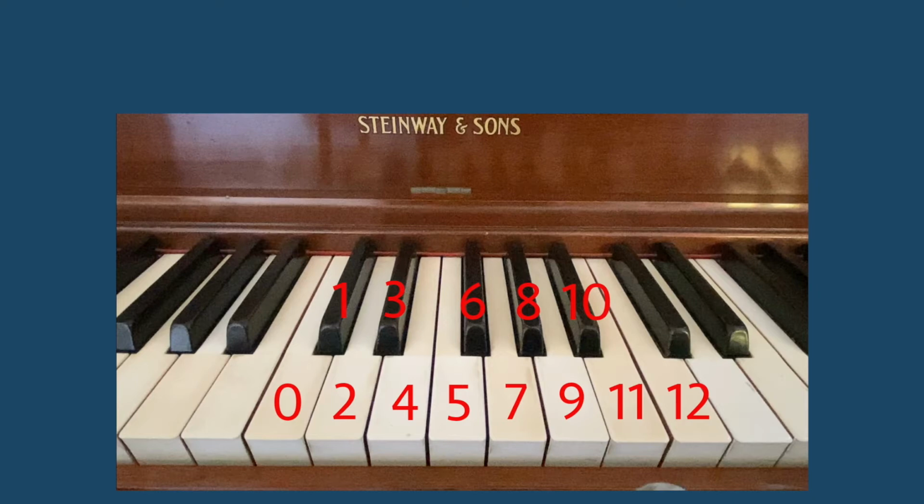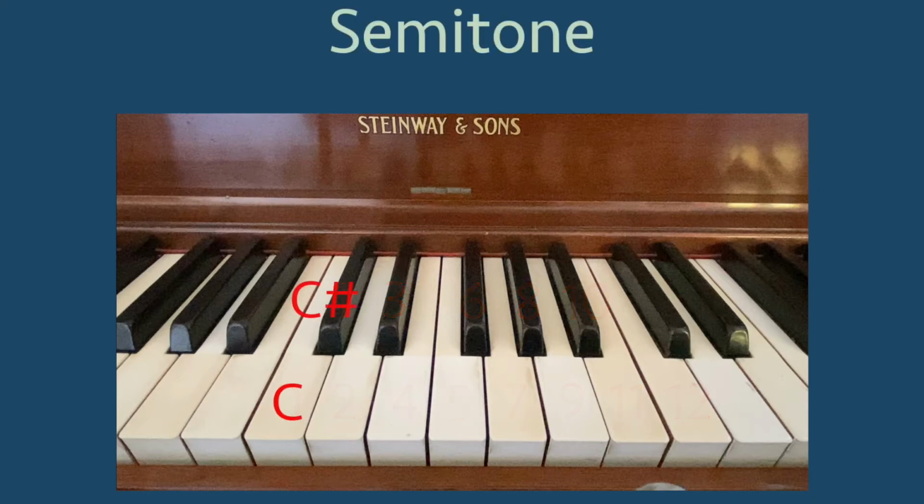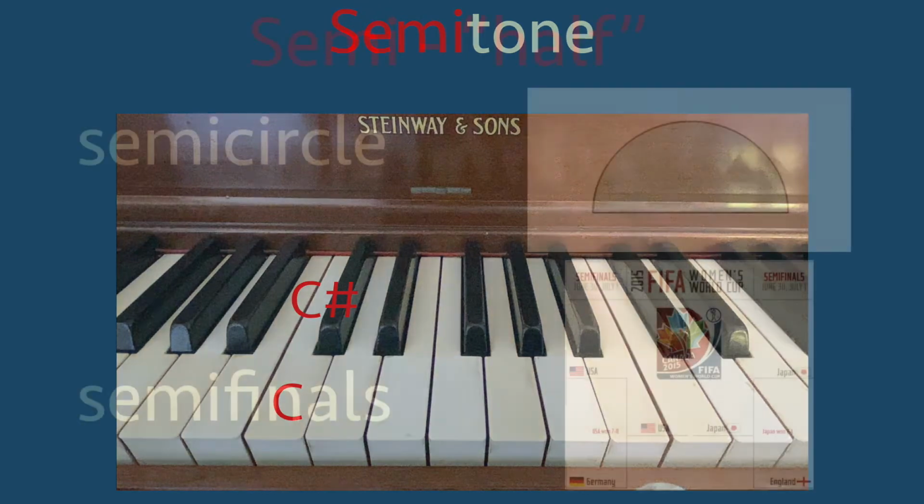The octave is the interval between notes in the same pitch class, but the interval between adjacent notes on a piano is called a semitone, or half step. The interval from C to C sharp is a semitone. The prefix semi means half, and we also see it in the words semicircle and semifinal.